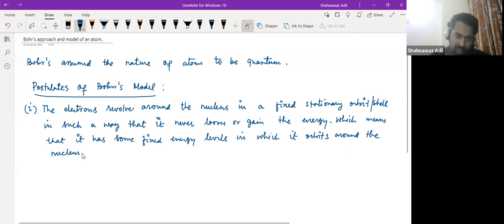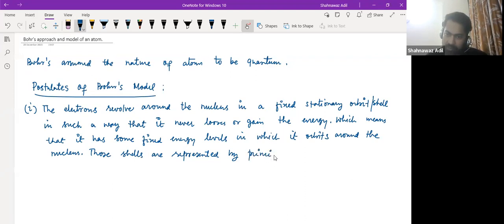Those shells are represented by n, the principal quantum number, which goes from 1 onwards. So this is the first postulate.